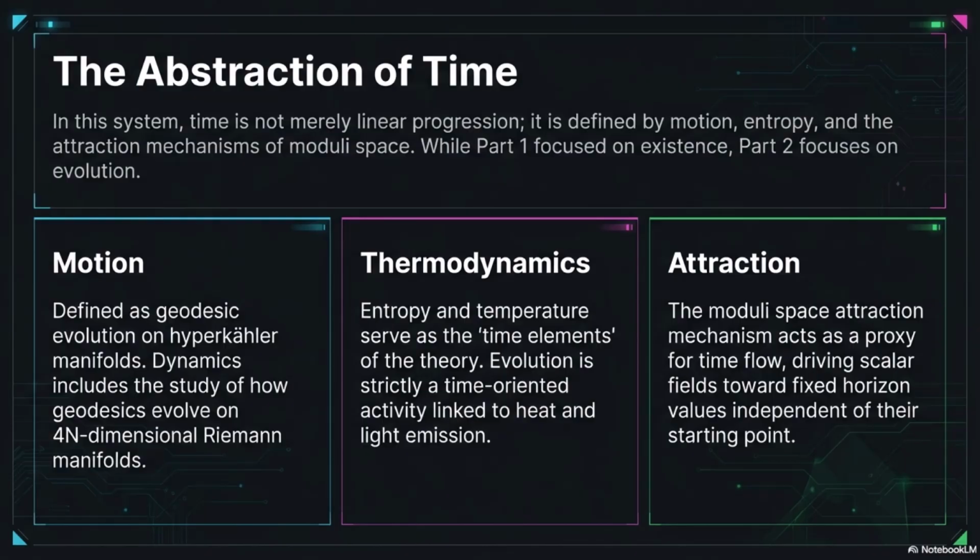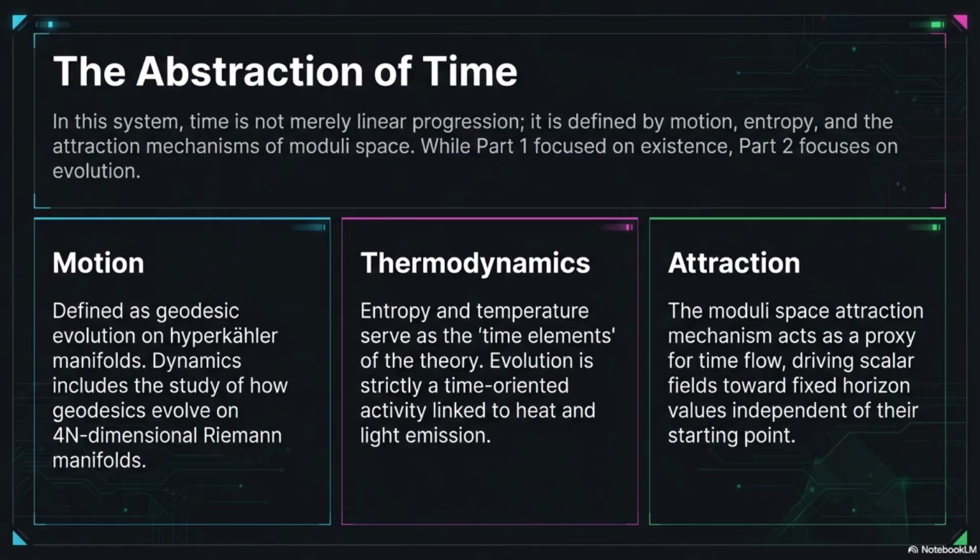It becomes static. And that brings us to the third and probably the most mind-bending pillar on this slide, the attractor mechanism. I spent some time trying to get my head around this section. It describes the attractor mechanism as a proxy for time flow. What does that even mean? This is absolutely crucial for understanding the black holes we're going to get to later.